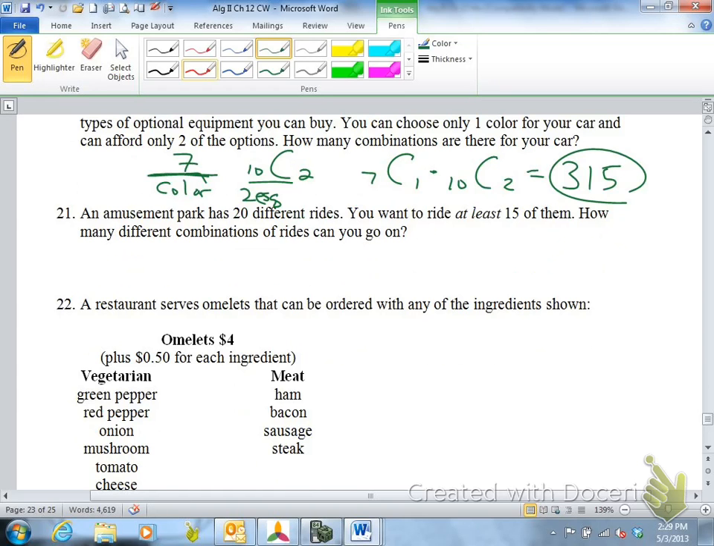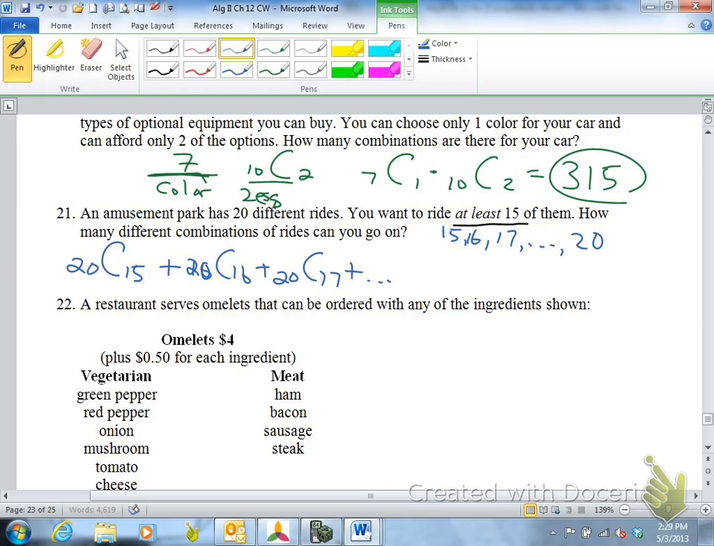An amusement park has 20 different rides. You want to ride at least 15 of them. How many different combinations of rides can you go on? So at least 15 means 15, 16, 17, all the way to 20. So we have to do this several times, 5 or 6 times. So we have 20 rides, we're choosing 15. Plus, this is an or question. At least means you're going to be adding all these options. Or 20 choose 16, plus 20 choose 17, plus all the way to 20 choose 20.